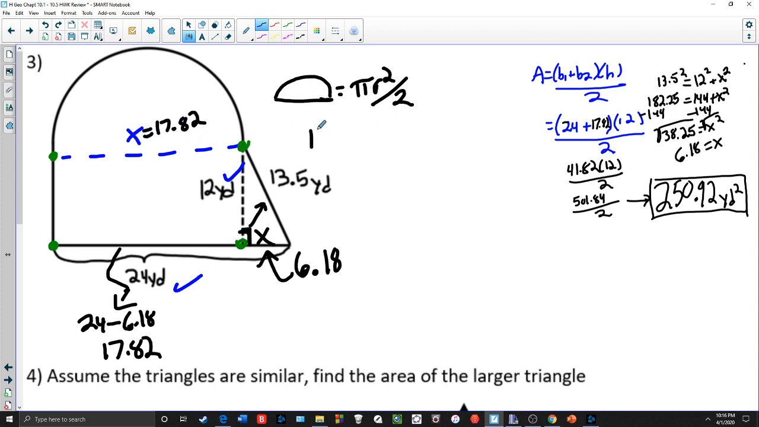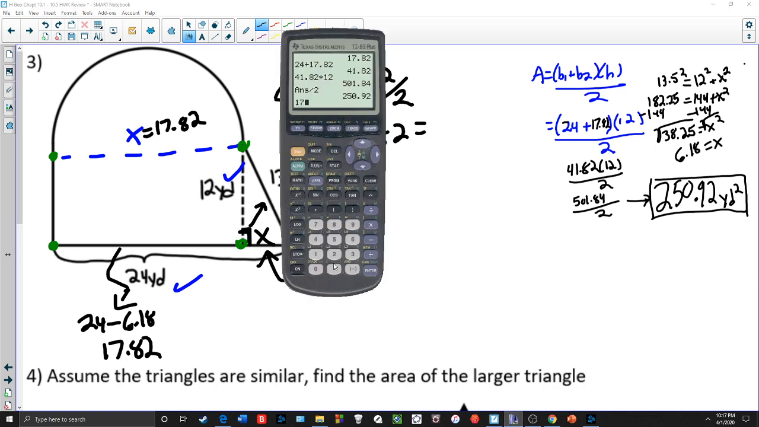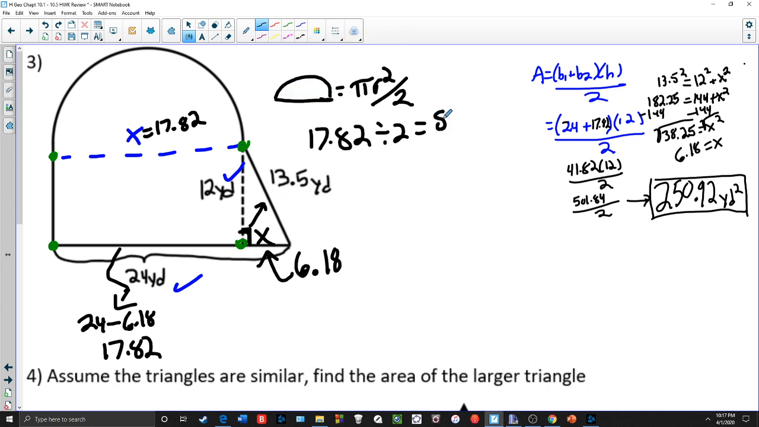So I'm going to take my 17.82 and cut it in half, because I want the diameter to get my area, because that's what the area calls for. Wait, no, sorry. I want the radius to get my area. So my radius is 8.91. That is my r, and that is what I'm going to use to get my area. So I'm going to do pi times 8.91 squared, then divide it by 2.